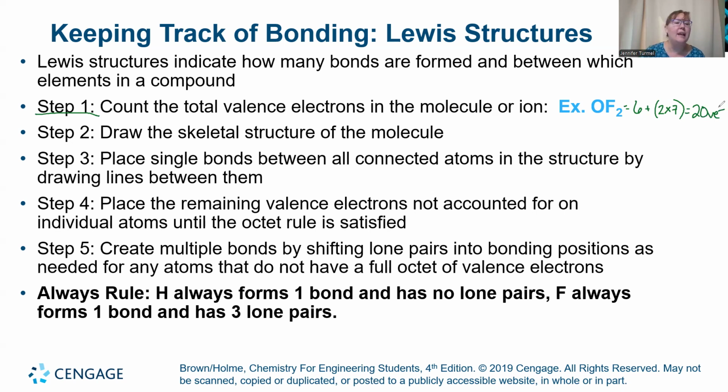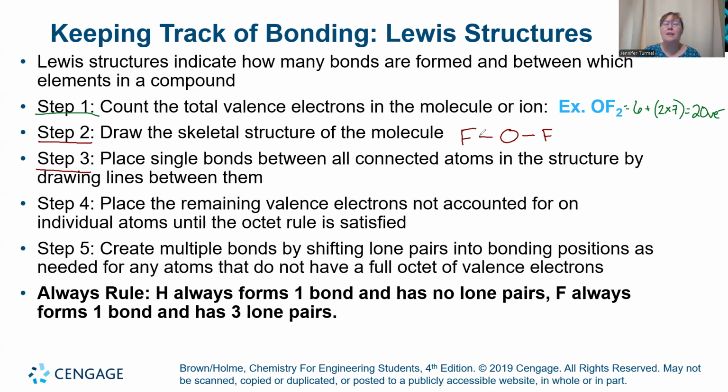Now step 2 is to draw a skeletal structure of the molecule. So we would say, oxygen comes first and it's less electronegative, so it's going to go in the center. Then we'll put the fluorines on both sides. I suppose that was step 3 as well: place single bonds between all connected atoms in the structure by drawing lines.